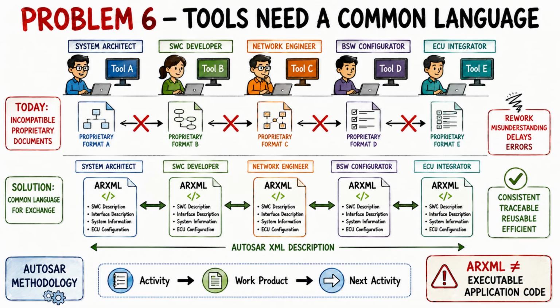AUTOSAR addresses this through a harmonized methodology, templates, and machine-readable descriptions, commonly stored as ARXML. ARXML means AUTOSAR XML. It can describe information such as software components, interfaces, system relationships, and ECU configuration. It is not the application algorithm, and it is not executable vehicle control code. Think of it as structured engineering information that participating tools can process.